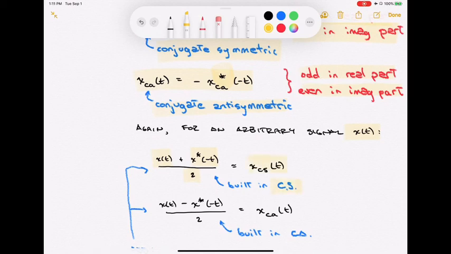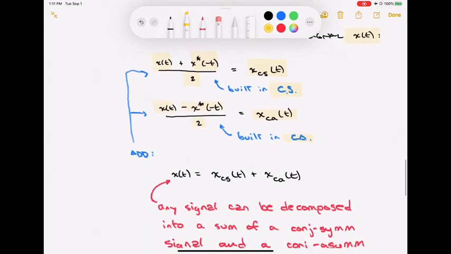And so I will just call that component the conjugate symmetric part of x. I can do a similar thing. I can take a signal and subtract its conjugate reflection, divided by 2. That has conjugate antisymmetry built into it, and I'm just going to therefore call that part the conjugate antisymmetric part of x.